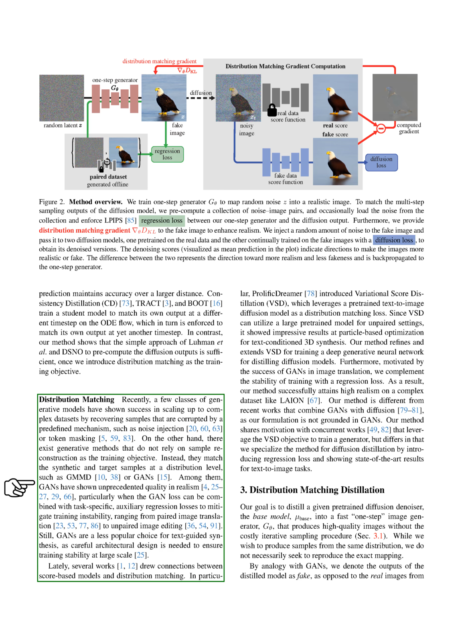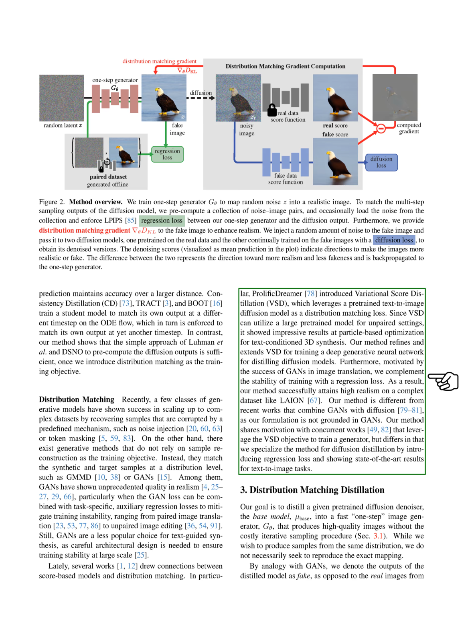GANs, in particular, have demonstrated exceptional quality and realism, especially when the GAN loss is combined with task-specific, auxiliary regression losses to reduce training instability. This has been applied in various areas, from paired image translation to unpaired image editing. However, GANs are not commonly used for text-guided synthesis, as careful architectural design is required to ensure training stability on a large scale. Recently, several studies have drawn parallels between score-based models and distribution matching.